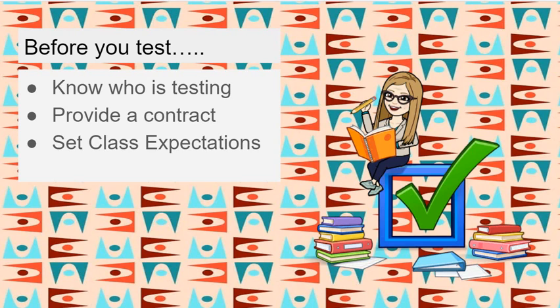Provide a contract. This is a great thing to do before you test so that students are aware of the expectation, what is and is not allowed when they test in your room. You can have them pull up that contract and go over it with them on the day of testing. I would have both parents and students sign this. And then set class expectations.